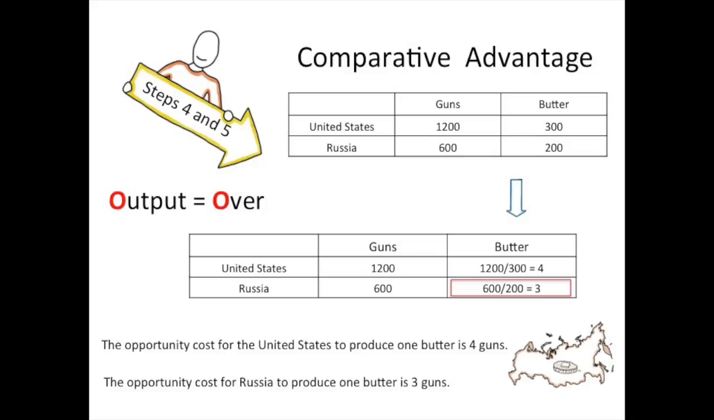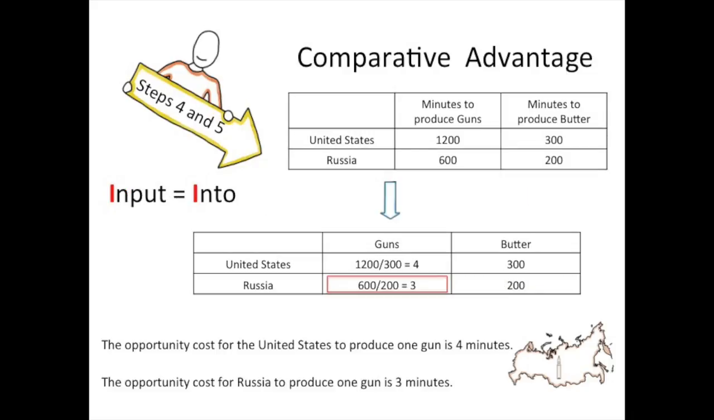Since Russia gives up only 3 guns to produce 1 unit of butter, and America gives up 4 guns to produce 1 unit of butter, Russia has the comparative advantage in butter and should produce butter. If instead of calculating the number of guns and butter, we would calculate the amount of time it takes to produce guns and butter, the problem would change from an output problem to an input problem. By doing this, we would be changing the comparative advantage.